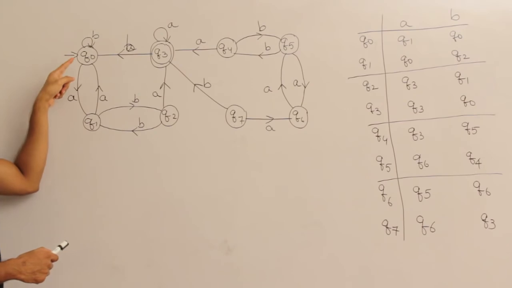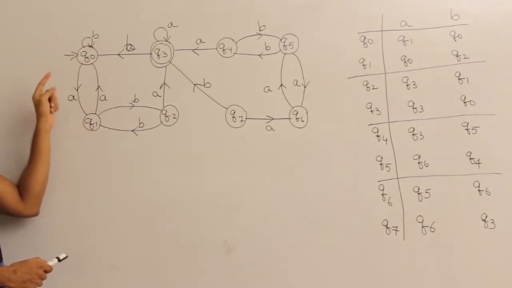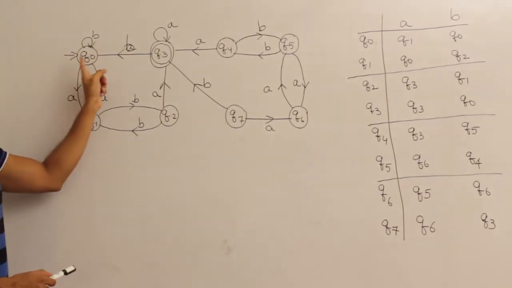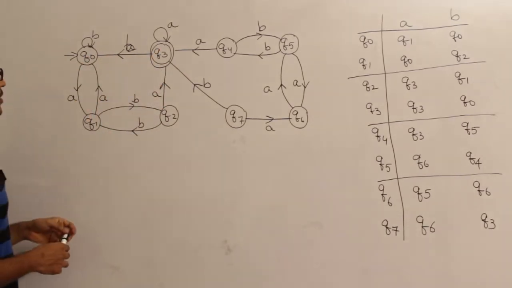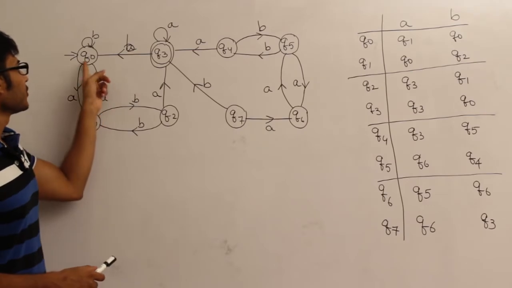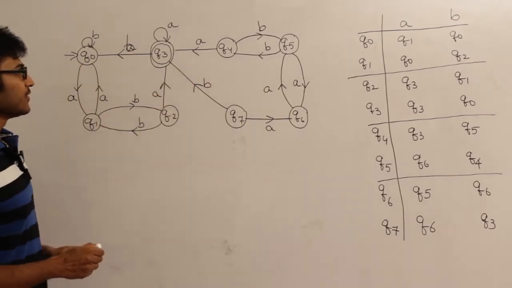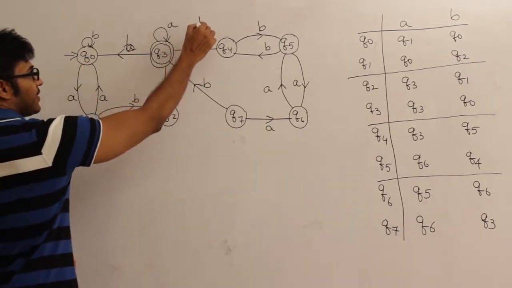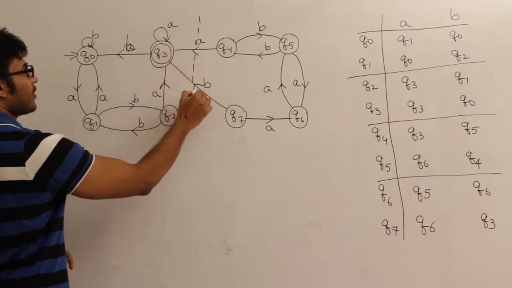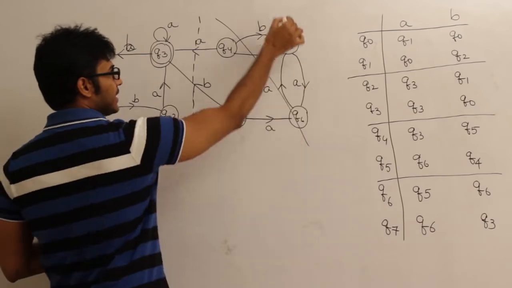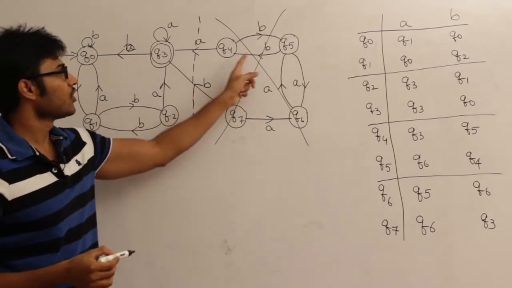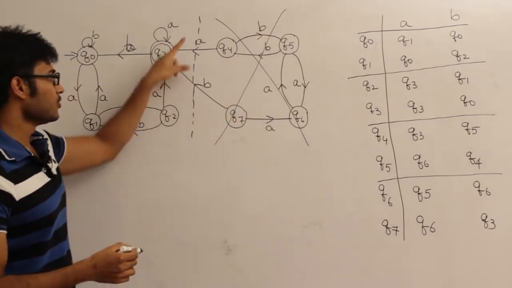From Q0, which is initial state, Q1 is reachable, right? And from Q0, Q3 is reachable and Q2 is reachable. What about Q4? From Q0, Q4 is not reachable. In fact, this entire part is not reachable from Q0, which means I could actually delete this entire part. Q4, Q5, Q6, Q7. You just check it.